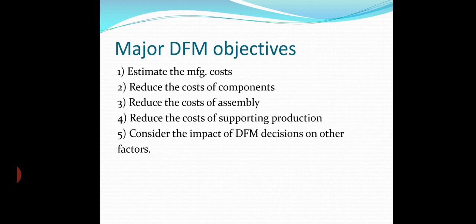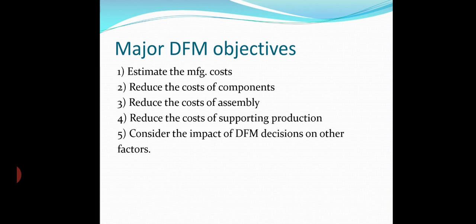Next one, major DFM objectives. First one, estimate the manufacturing cost. Second one, reduce the cost of components. Third one, reduce the cost of assembly. Fourth one, reduce the cost of supporting production. Fifth one, consider the impact of DFMA decisions on other factors. The first one, estimate the manufacturing cost, which means input part information, a rough estimate, refined data, and report.